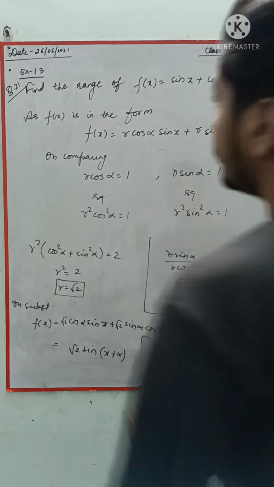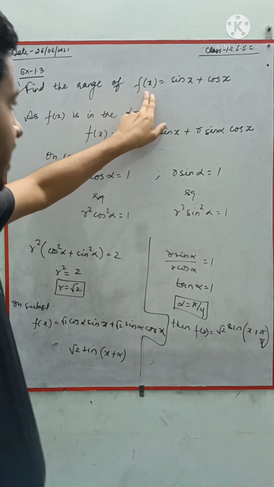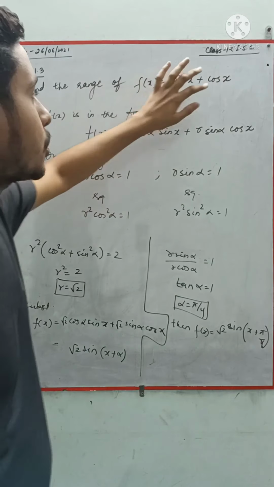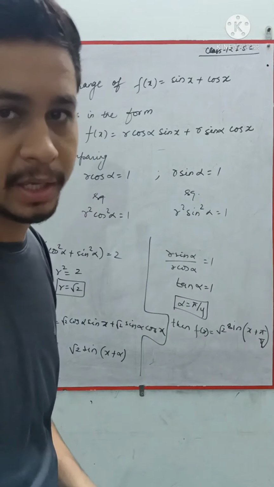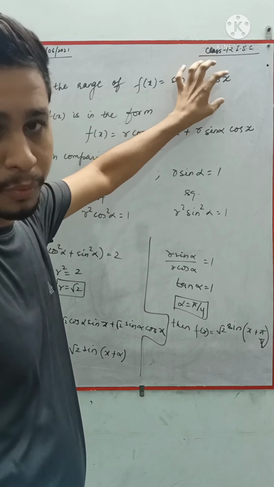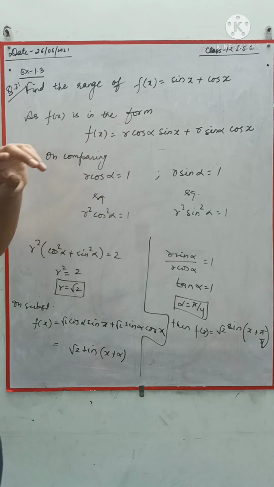Okay, so let's start with the 21st question of the exercise. Find the range of f(x) which is equal to sin x plus cos x. Now to do this question you have a particular way. The next question is of the same kind, so in that also you have to use this processing. Now let us understand what that is.